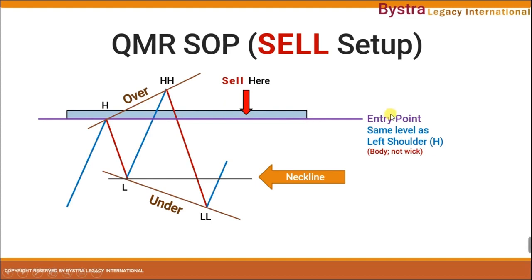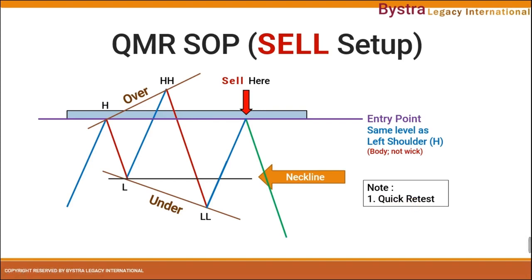So this is where we will sell. We will put our pending order at this entry point. Price will come to this area and then go down. Simple as that. The most important part, remember, is that it must always be on a quick retest.